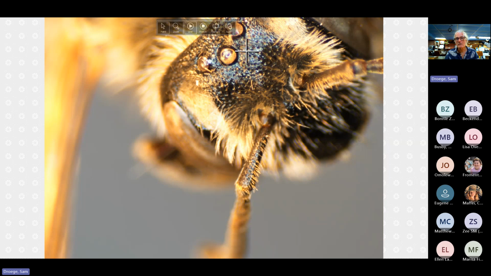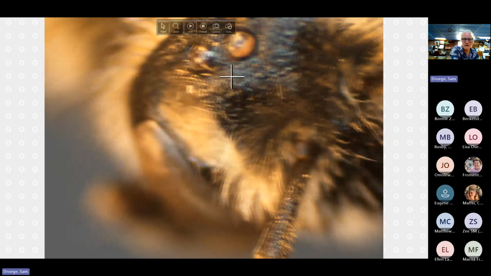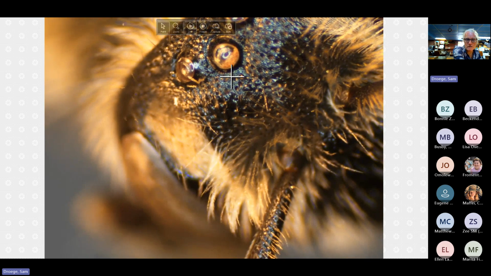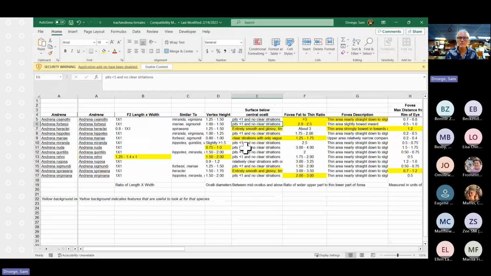And then in other cases, you can see, let me bump it up a little bit, quite a bit of what can be called shagreening, or microscopic lines that dull the surface. So there's the pits, and in between is a lot of stuff going on that has dulled the surface, so it's not reflecting a lot of light. Different names given at different times, but that's what we're talking about here. But that's not a key character.